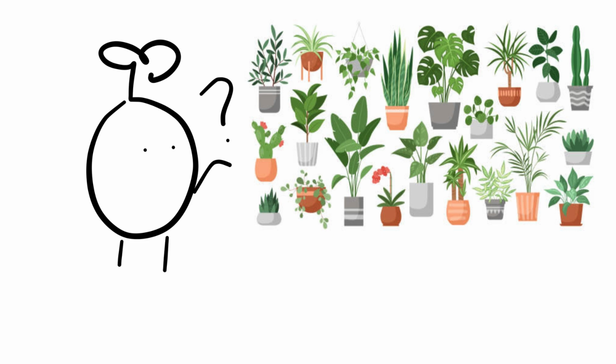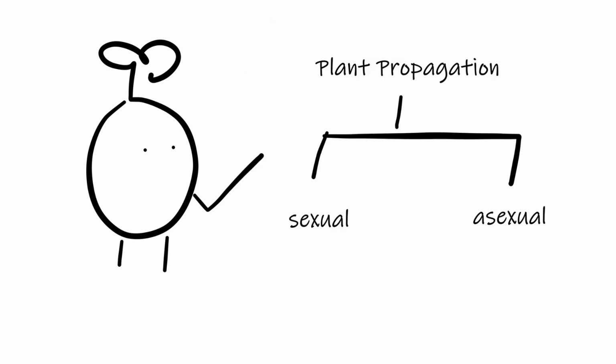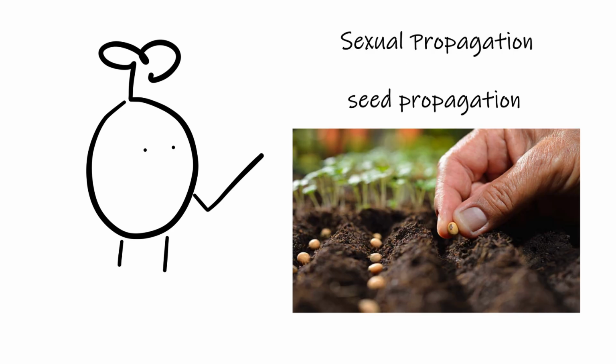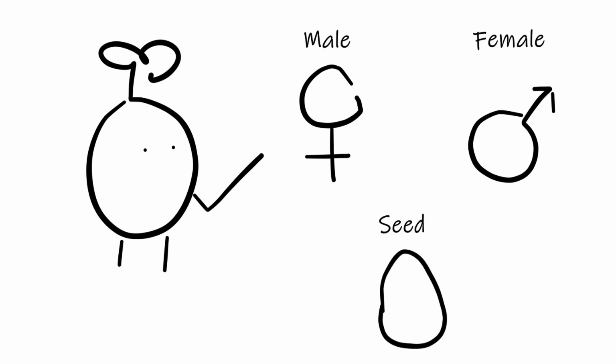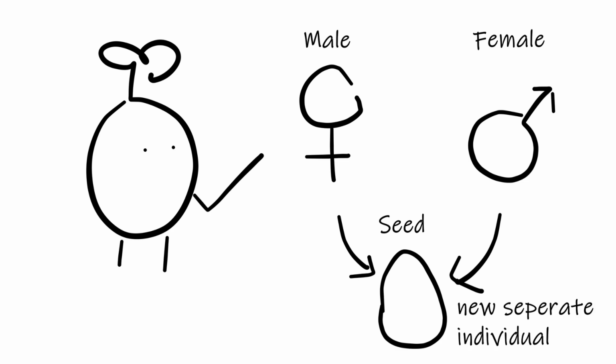How does plant propagate? First, plant propagation can be divided into two categories: sexual and asexual propagation. Sexual propagation is also known as seed propagation. Occurs when pollen from the male anthers fertilizes an egg from a female ovule to produce a seed. This seed creates a third new individual plant that inherits some of each parent's characteristics, but not identical to any.